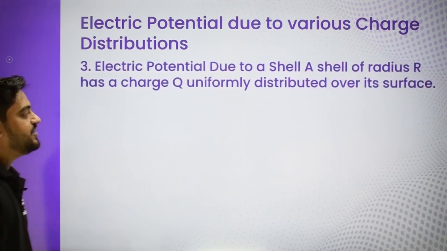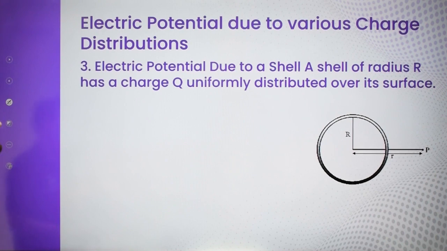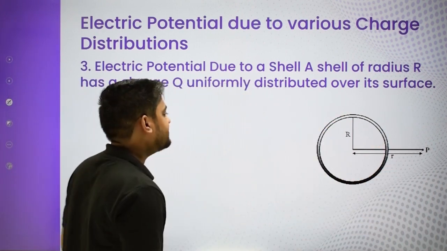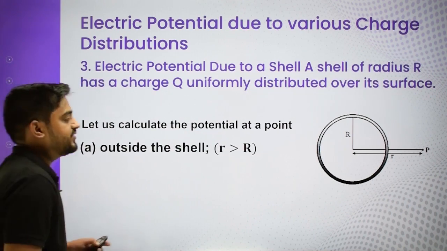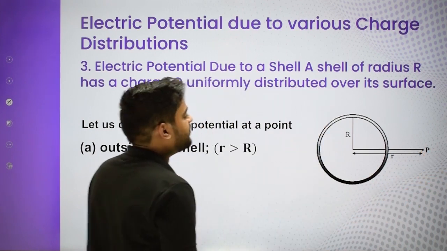Next object is electric potential due to a shell of uniform radius R, and it is having charge q, and q is uniformly distributed over this shell. So first thing is that we consider two situations. If our point P is outside, then how to get potential over there?